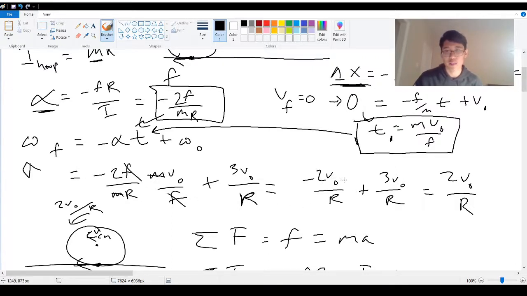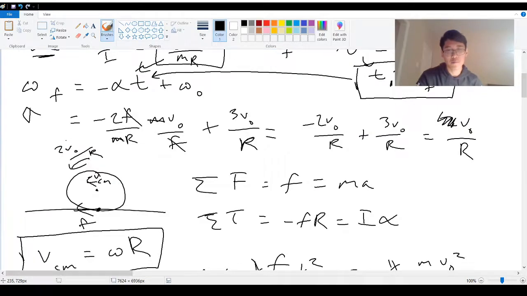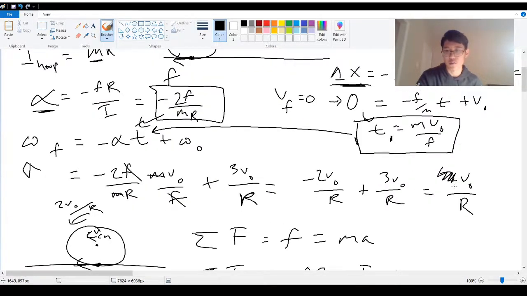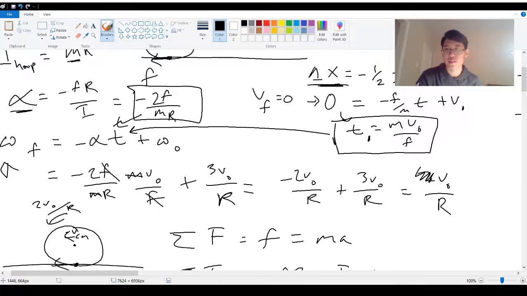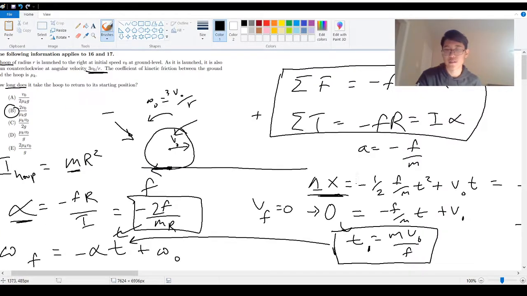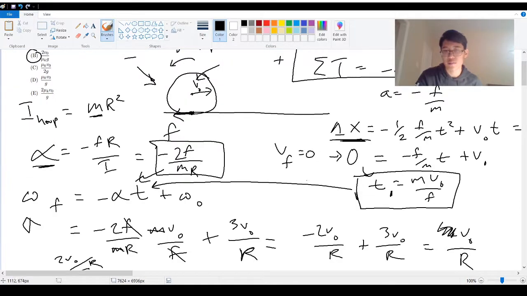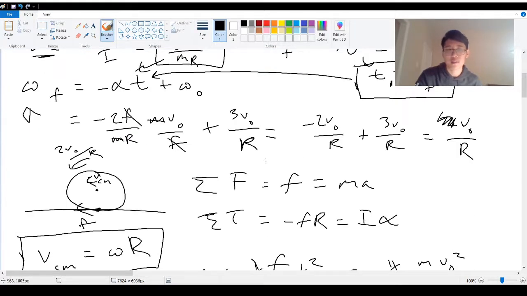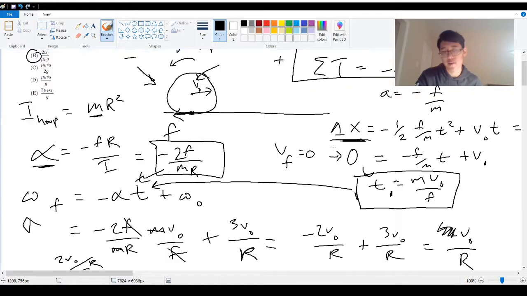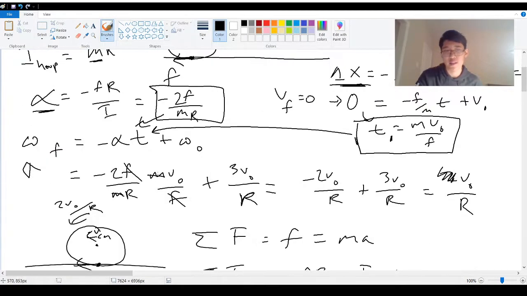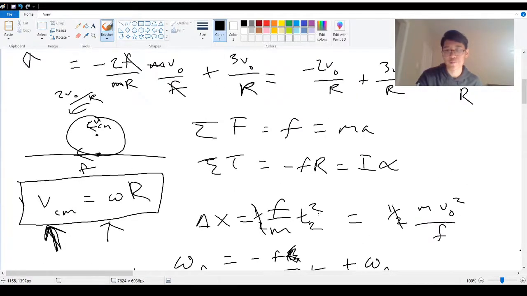So right here it would be minus 2 v naught plus 3 v naught over r. So then actually the angular velocity final is going to be v naught over r rather than 2 v naught over r. These other things are not affected. The net force and the acceleration and the delta x and the time it takes for it to get to the place where v final is equal to 0, all this stuff is not affected. So what is affected though is that after it stops moving translationally, the angular velocity that we're left with is v naught over r rather than 2 v naught over r.